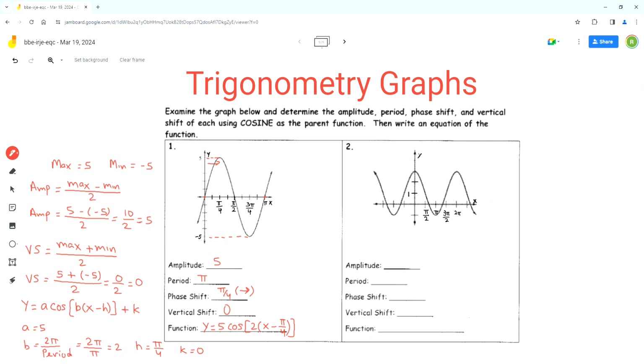Now we can analyze the second graph. So we'll start by finding the amplitude, and for that we need the maximum and minimum values. For this graph, the maximum value is at 3. So we can write here, the maximum value is equal to 3, and the minimum value is -1.